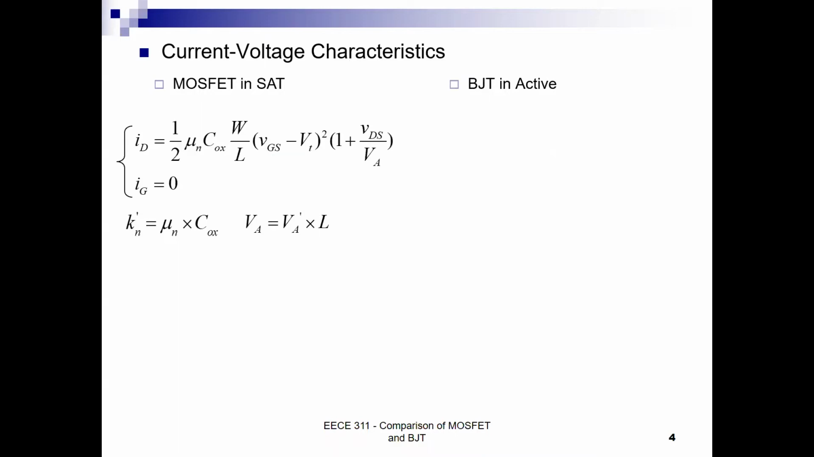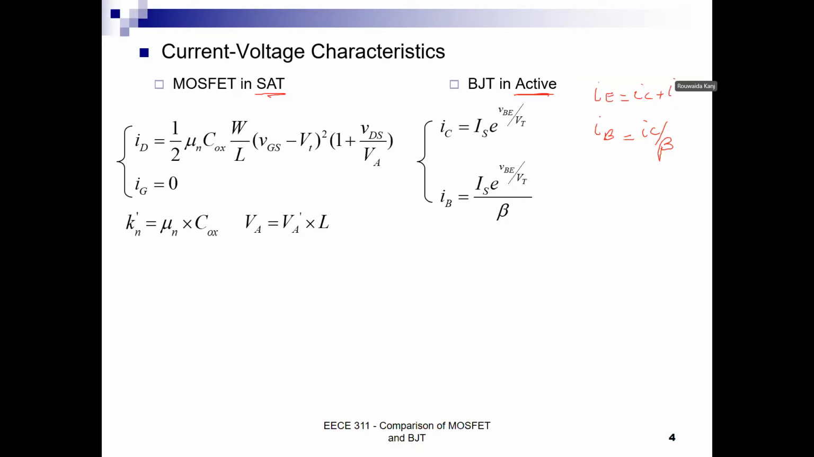Now for the BJT, just like the MOSFET needs to be in saturation, the BJT needs to be in the active region, and it has a set of equations. First, we know that IB is IC over beta, in the BJT. And we know that IE is IC plus IB, so it's beta plus 1 times IB. Or we can say that IC is beta times IB. Then it gives us: you can use this equation, IC equals IS e to the VBE over VT, and then you can derive IB from this equation by dividing it by beta.